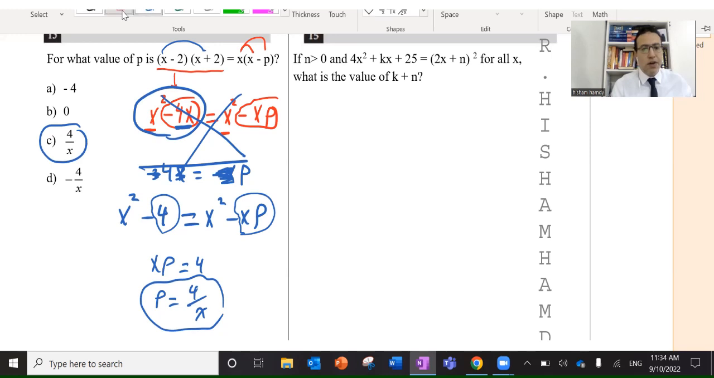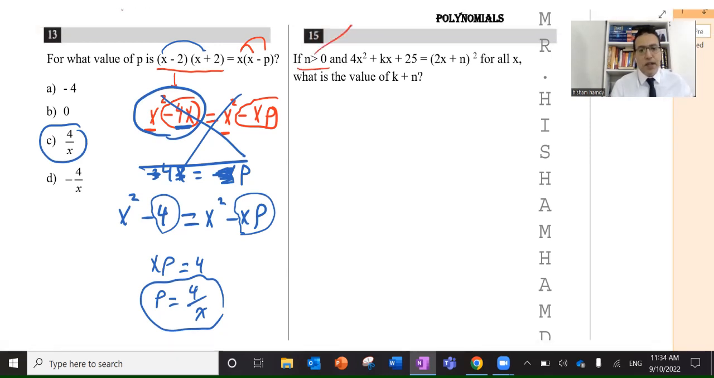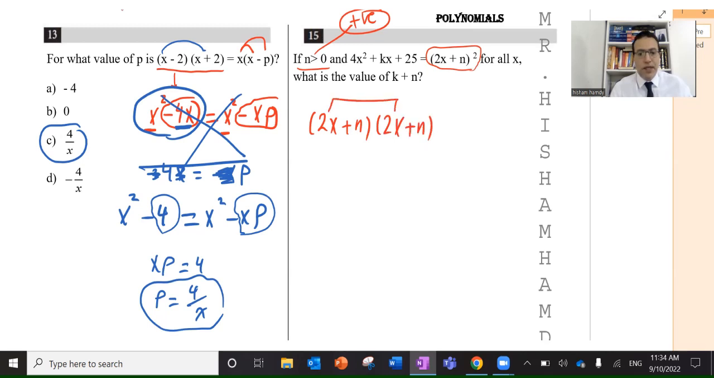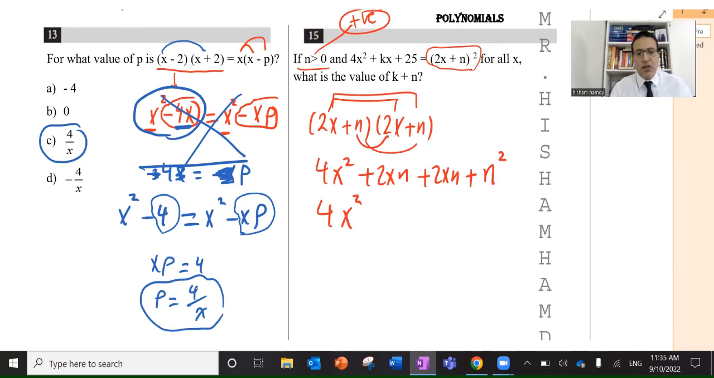Let's go to question number 15. If n is greater than 0, and by n greater than 0 I mean it's a positive value, 4x squared plus kx plus 25 is equal to (2x plus n) squared. Let's expand this. 2x plus n multiplied by 2x plus n. So 2x by 2x is 4x squared, 2x by n is 2xn, n by 2x is 2xn, plus n by n is n squared. So this can be written as 4x squared, adding two like terms, 4xn plus n squared.